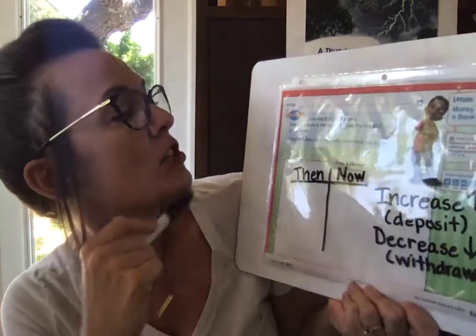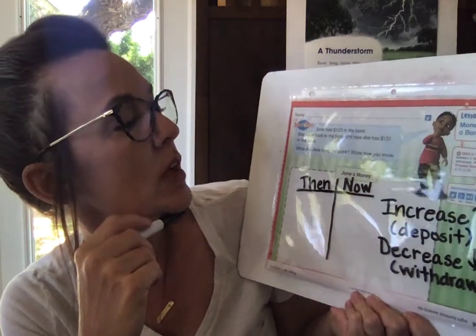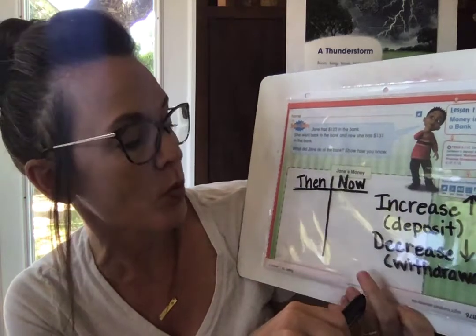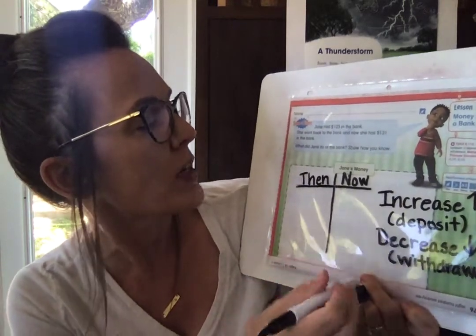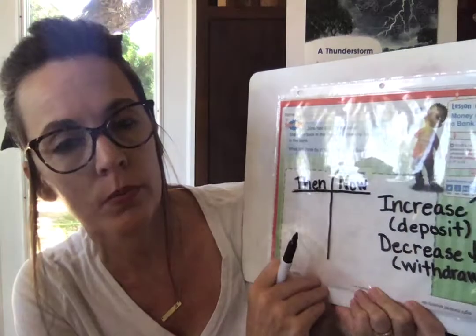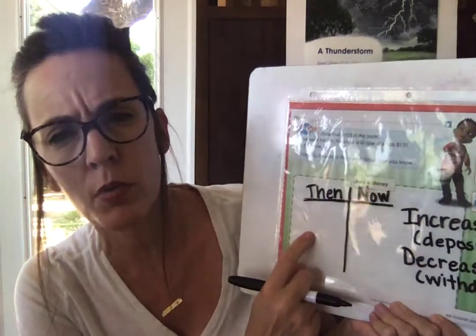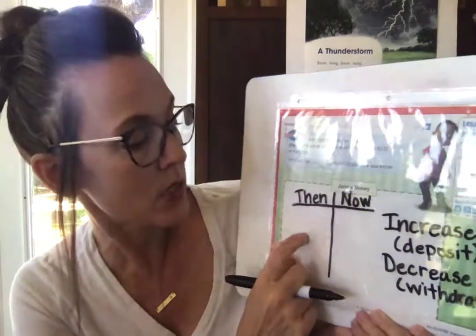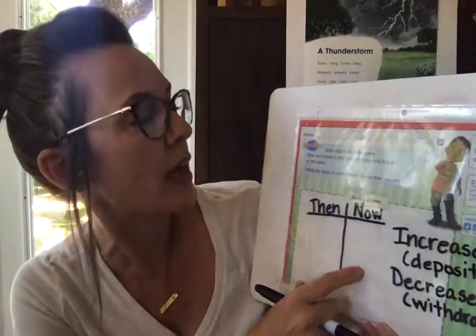Now it says that Jane had $123 in the bank. She went back to the bank and now she has $131 in the bank. What did Jane do at the bank? Show how you know. So I want to start off by thinking about then versus now. This is what happened before and this is what's happening now.